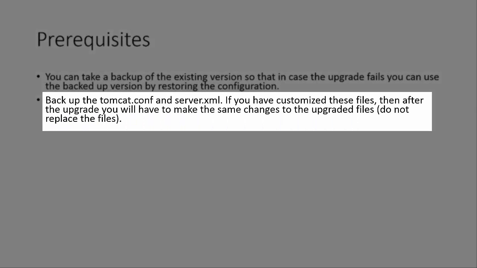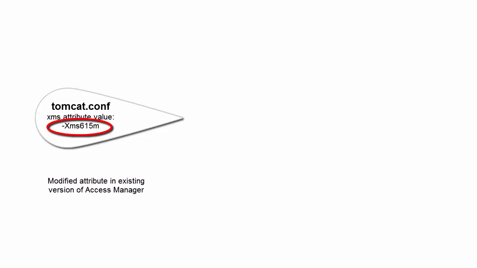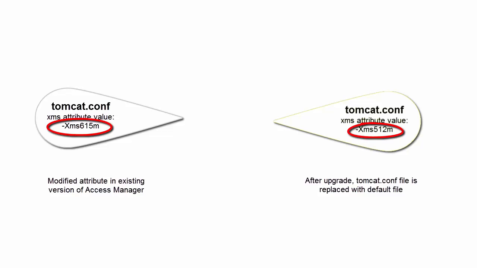Backup the tomcat.conf and server.xml. If you have customized these files, then after the upgrade, you will have to make the same changes to the upgraded files. You do not need to replace the files. For example, if an administrator has modified an attribute value in the tomcat.conf file, then after the upgrade, the value changes as the file is upgraded.